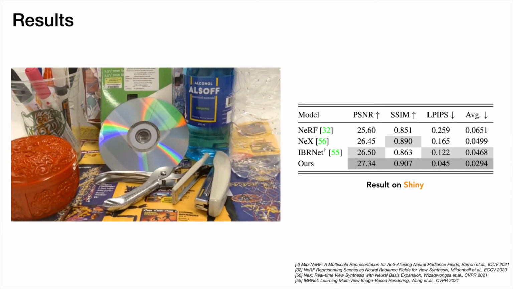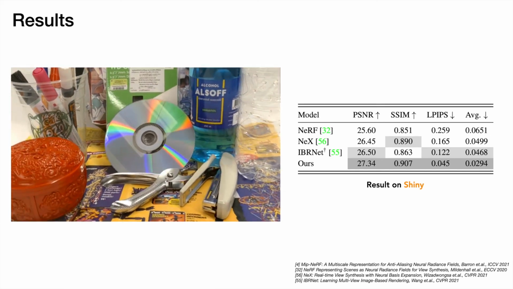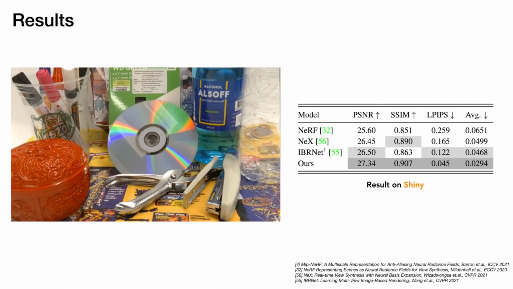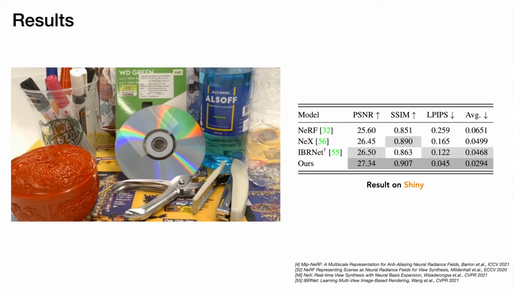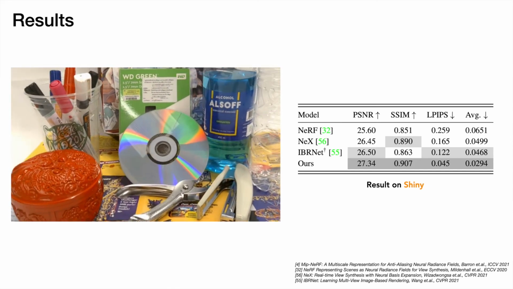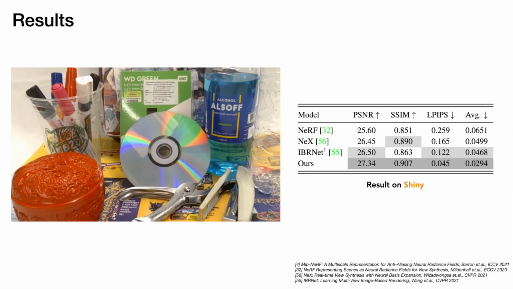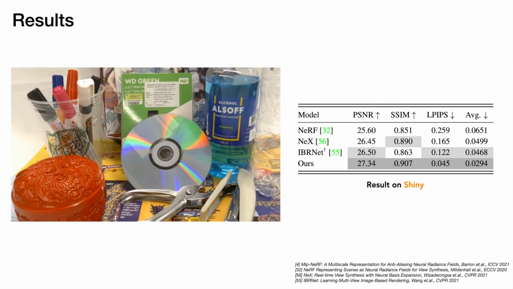Our model's ability to reconstruct such complex view-dependent effects can be attributed to the attention-based aggregation mechanism that chooses to either interpolate colors and features from reference views or directly predict it from light field coordinates.